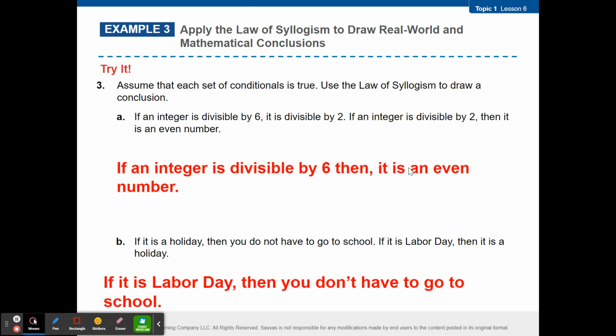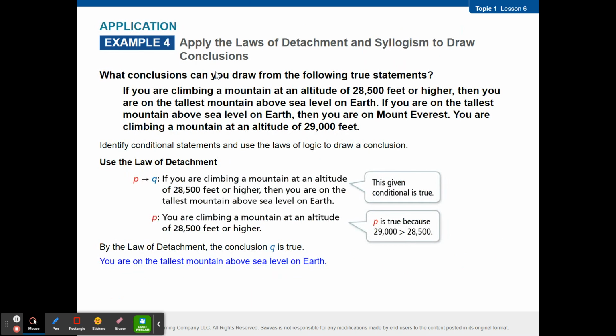All right, let's take a look at 4. So now we're going to apply the law of detachment and syllogism to draw conclusions. It says, if you are climbing a mountain at an altitude of 28,500 feet or higher, then you are on the tallest mountain above sea level on Earth.